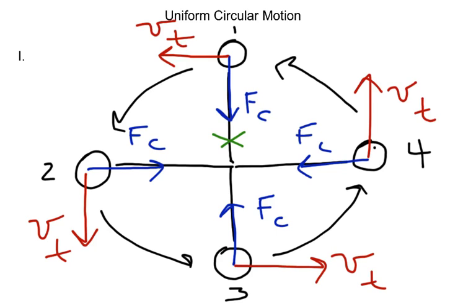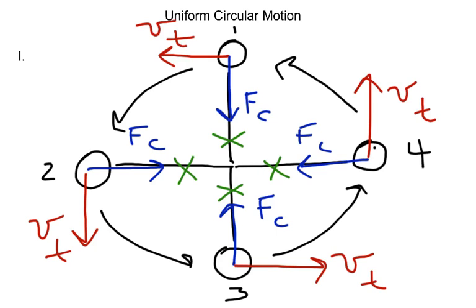In case 2, if the string were to break, the ball would go down. In case 3, if the string were to break at that point, the ball would take off to the right. And in case 4, if the string were to break, the ball would go up.